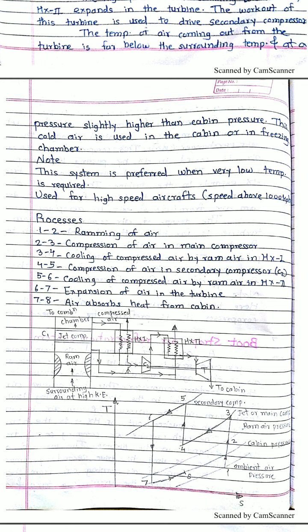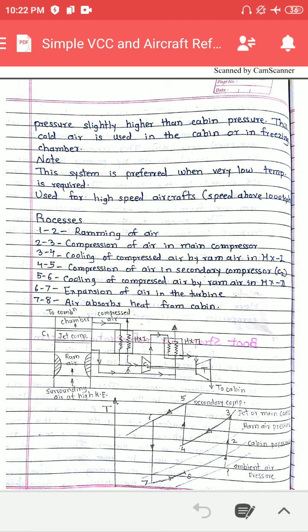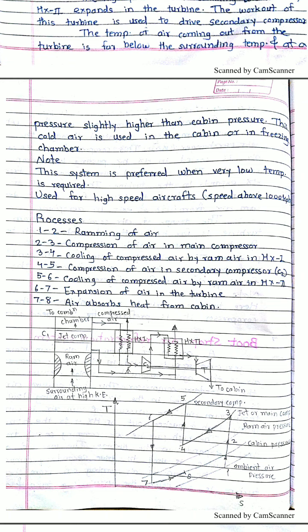Then it goes to the second heat exchanger, where its temperature is reduced from 5 to 6, and lastly it passes to the turbine, where pressure and temperature are reduced. From 6 to 7 that process is shown as the expansion process. Then when that low pressure, low temperature air passes to the aircraft cabin, it absorbs heat from the cabin, so its temperature increases. It is shown on the cabin pressure line as the 7 to 8 process.